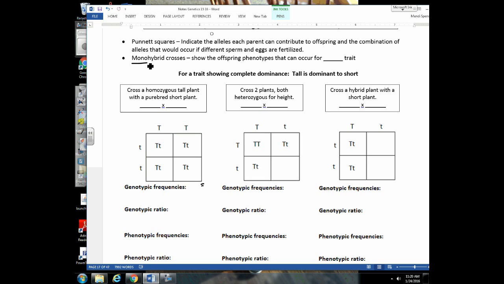Height shows complete dominance in pea plants. Tall is dominant to short. Since tall is dominant to short, I'm going to use a capital T to represent the allele for tall, lowercase t to represent the allele for short.